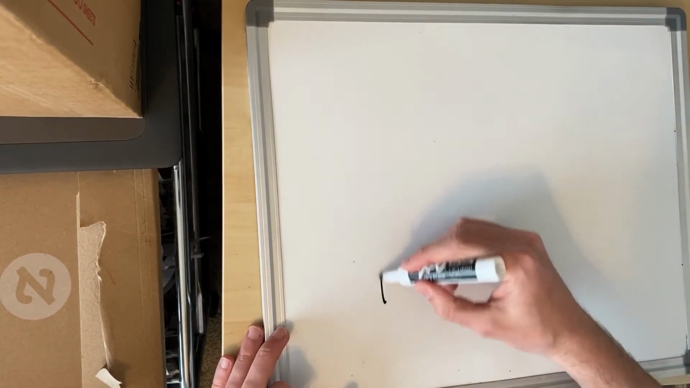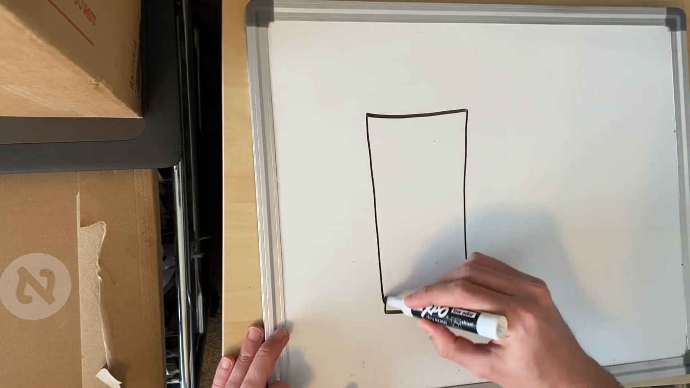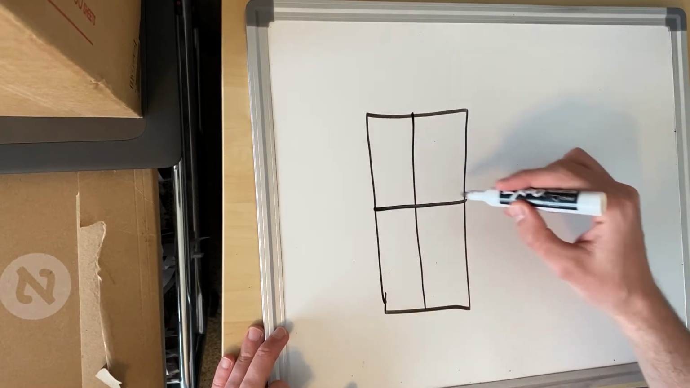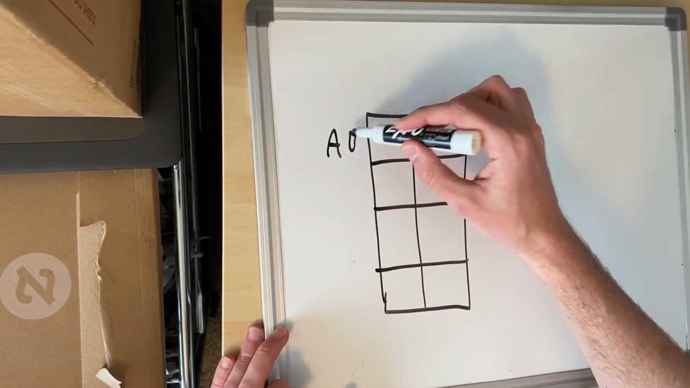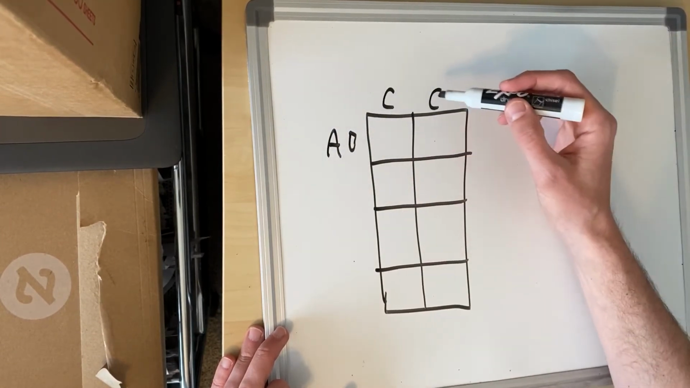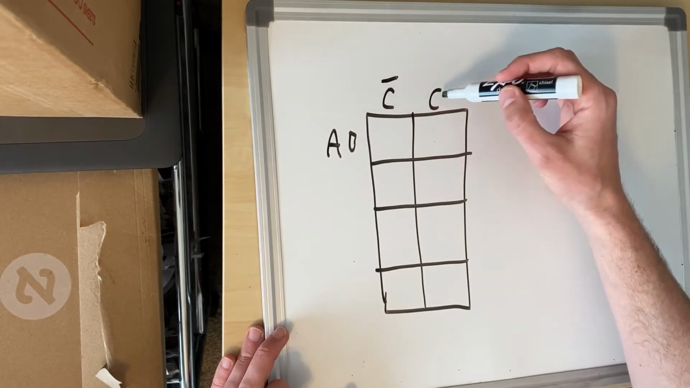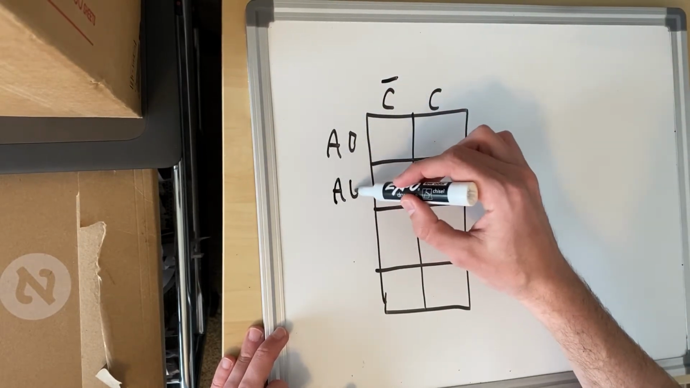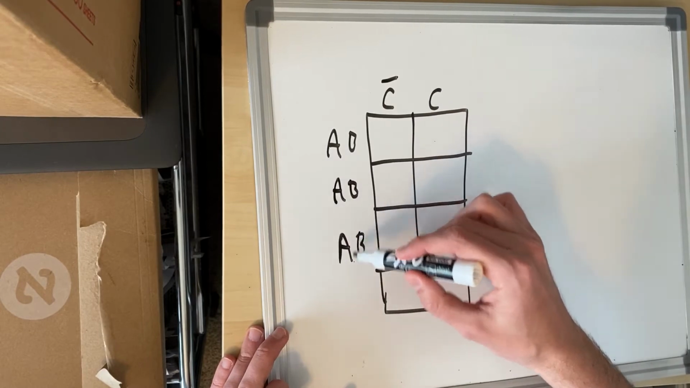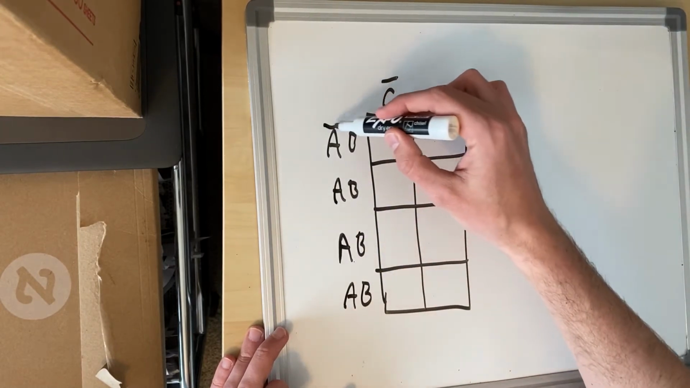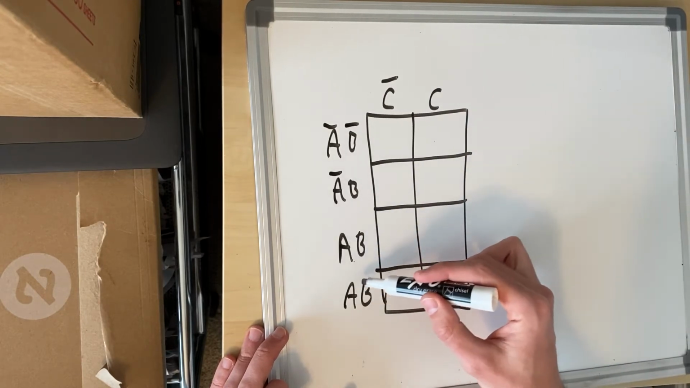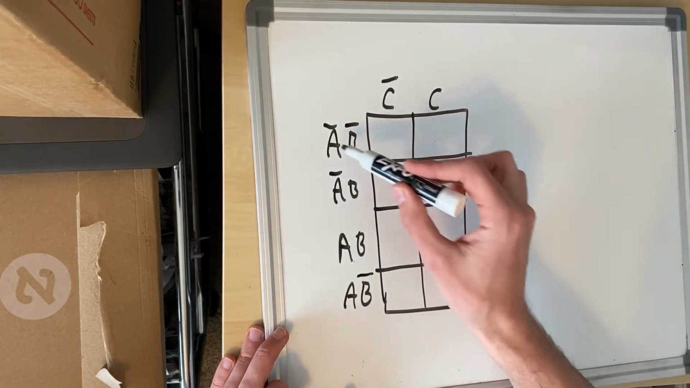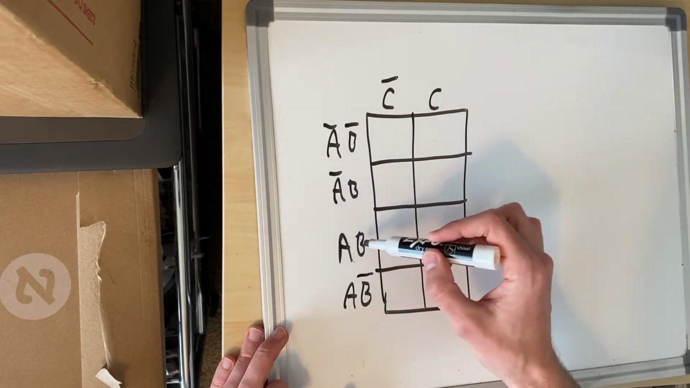The next one we're going to do is a 3 input. This time we do A, B, and then C goes here. A, B's go together. And just like before, we do not C and C. But then this time, it's going to be a little different. We go not A not B, not A B, and then this time we go A B, and then A not B. So 00, 01, 11, 10.